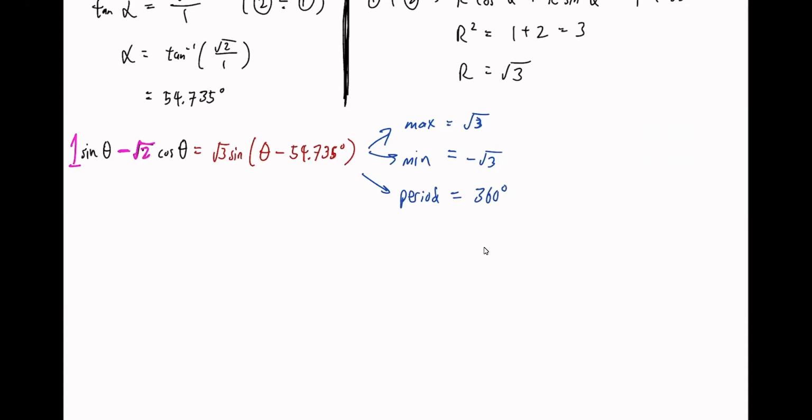All right. Very good. Have I shown you the graph before? Sine of theta minus 54.735? No? Okay, I'll show you. This is just a move to the right. Yeah, just a move only. Exactly. That's as simple as that.